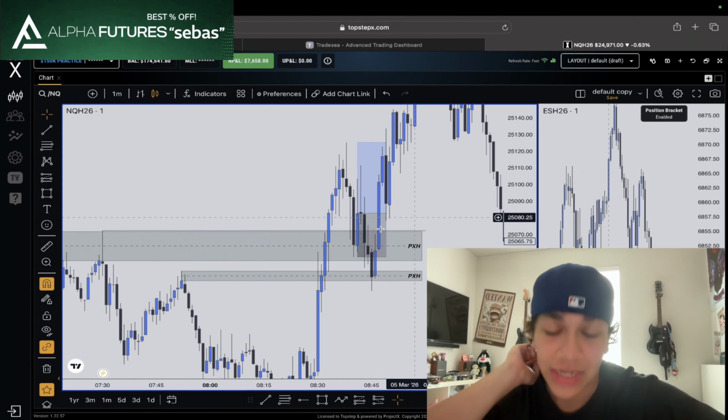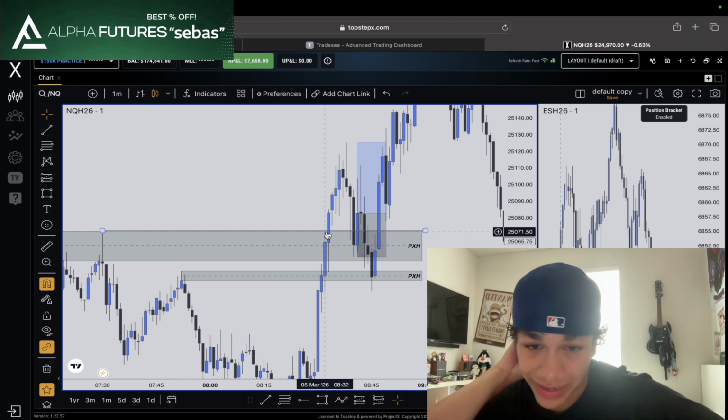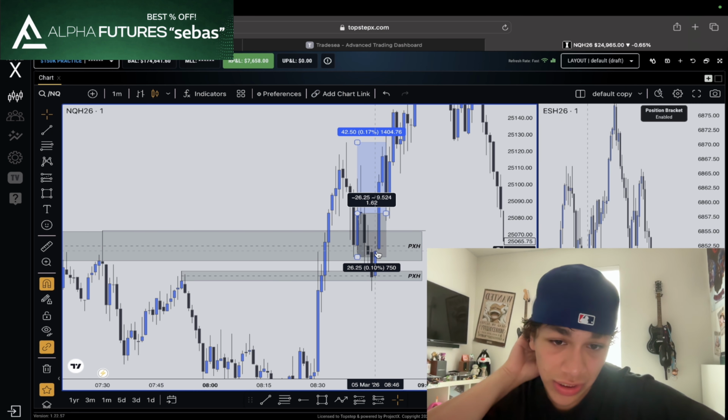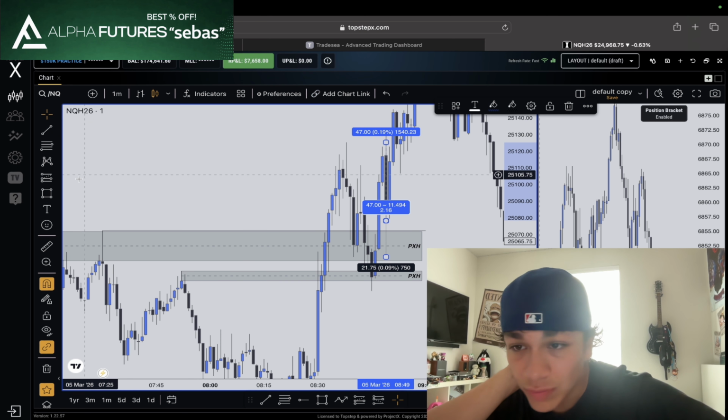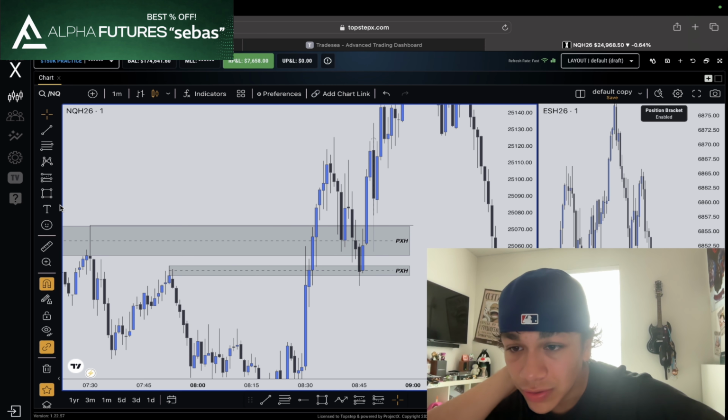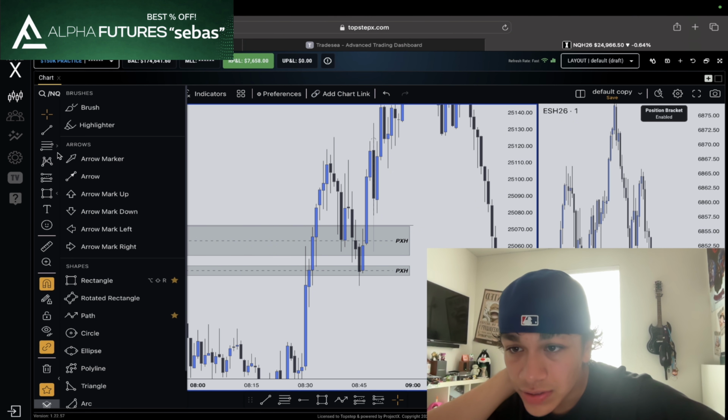One of the things I could have avoided: I don't like how this closed. I should have been more patient for more of a reaction. I could have entered here, because this closure, the wick right here, I like more than this one. Look at that. What's the range on that? One sec, let me pull out the range tool.